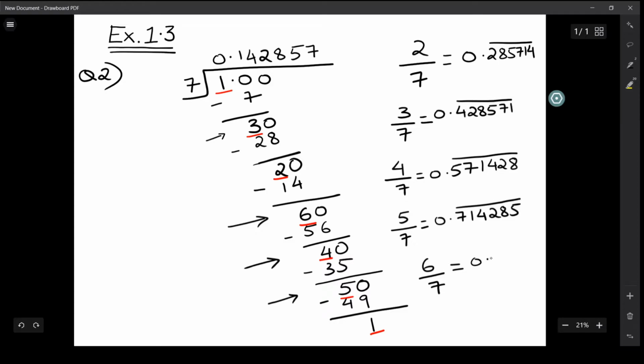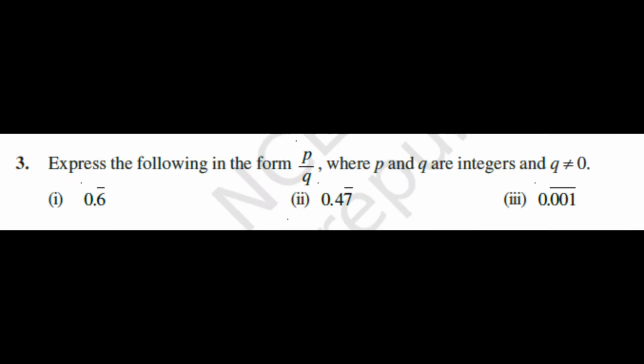And it would be 0.857142 repeating itself. So essentially, just by knowing the decimal expansion of 1 by 7 and observing the remainders while we see its long division, we can get the decimal expansions for 2 by 7, 3 by 7, 4 by 7, 5 by 7, and 6 by 7 without actually having to do the long division again.